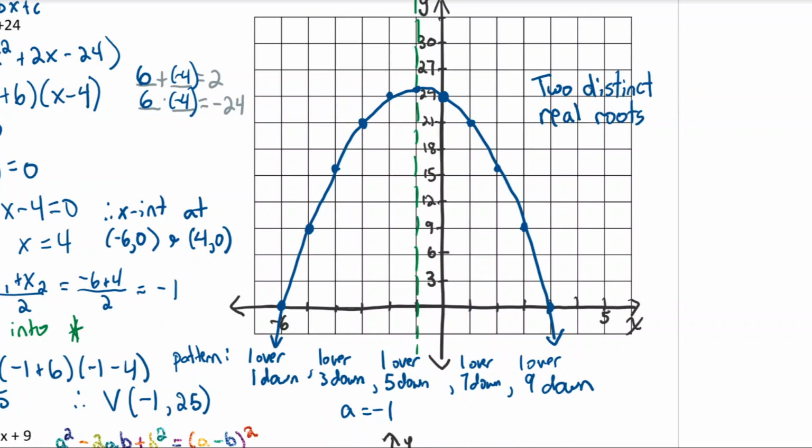Distinct tells me that the x-intercepts are different. They are in different locations. You can tell them apart. So there's two distinct, they're real. You can see them. They exist in the real space, and obviously roots, that they're the x-intercepts.